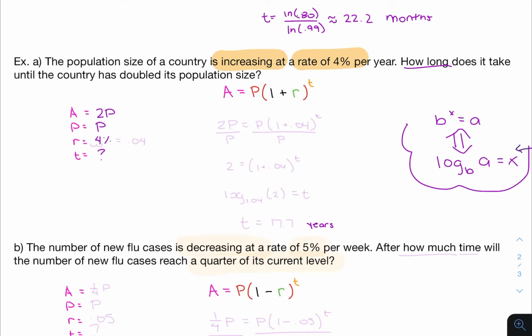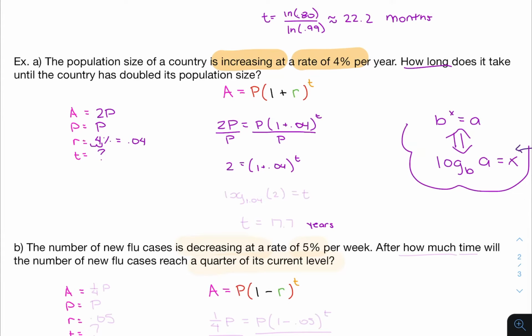So since it's 4%, we know we want to move that 2 decimal places over to the left, so that's 0.04 as our rate. So now we're just going to plug everything into our formula. So we have 2p is equal to our p times 1 plus 0.04 raised to the t power. And again, we want to solve for t, so we want to get rid of anything else that's being multiplied. So we want to divide by p. So we're left with 2 is equal to 1 plus 0.04 to the t power.